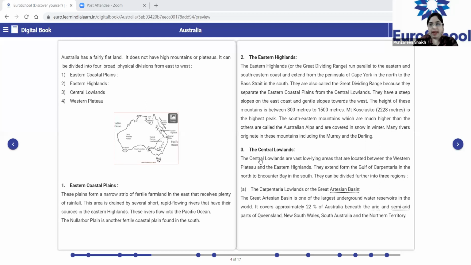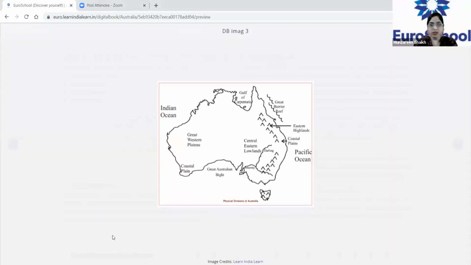The central lowlands. The central lowlands are vast low-lying areas that are located between the Western Plateau and the Eastern Highlands. Okay, just look at the map which is given in your textbook. The map over here is there in the smaller part. Yeah, click on it so that we will at least see where the location is. This one? Yes, that. Yeah, can you see the central lowlands?